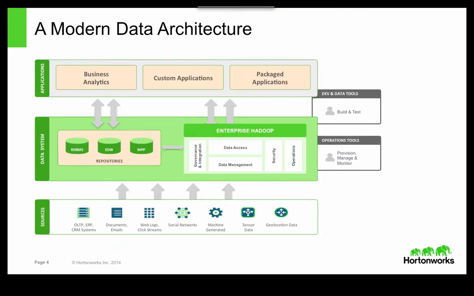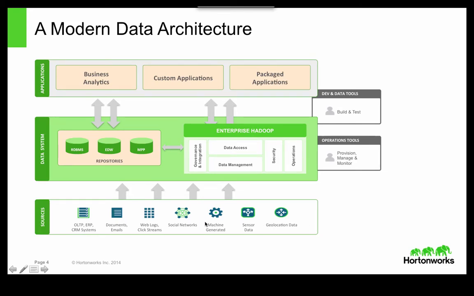Let me set the stage for Vinay and Kevin. This is a diagram of modern data architecture with Enterprise Hadoop to store and process data from a wide variety of sources. Data comes in structured columnar formats and also newer, less structured formats like those found in human-generated content like Word documents or videos, in weblogs and clickstreams, social content like tweets, and in machine, sensor, and geolocation data. Those are the data sources you see down at the bottom.